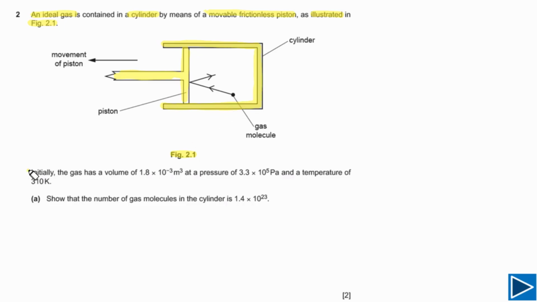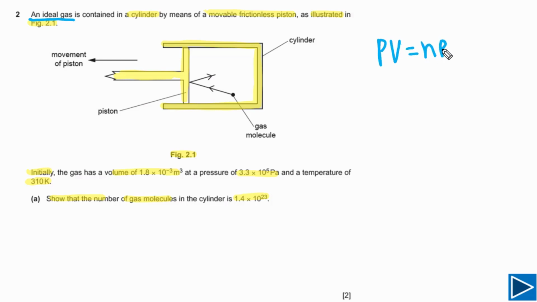It is also given to us that initially the gas has a volume of 1.8 times 10 to negative 3 meter cube, and the pressure of the gas is also given, and the temperature of the gas is also given, and this is in kelvins. For part A, we need to show that the number of gas molecules in the cylinder is equal to this. In this question, we are talking about an ideal gas. It simply means that we can use all ideal gas laws, and also we can use the general gas equation for ideal gases. First of all, let me explain to you the general equation for ideal gases.